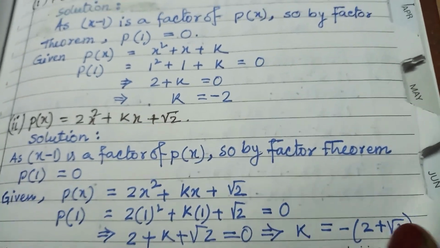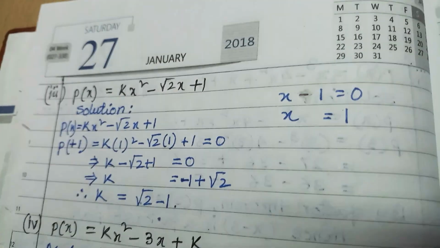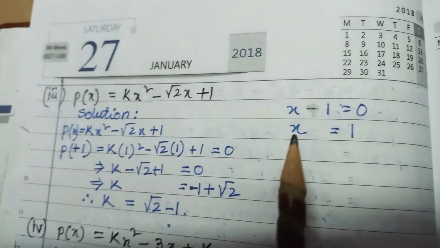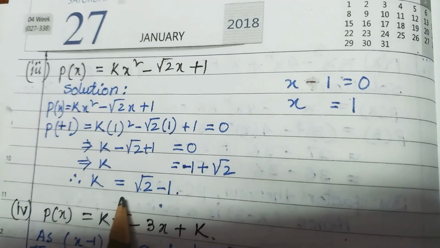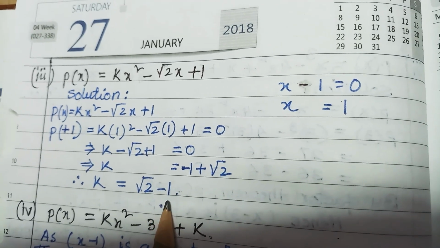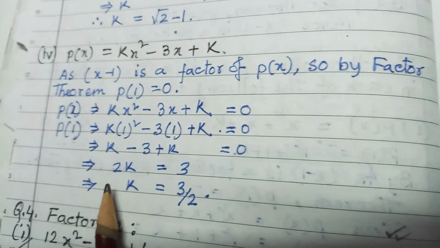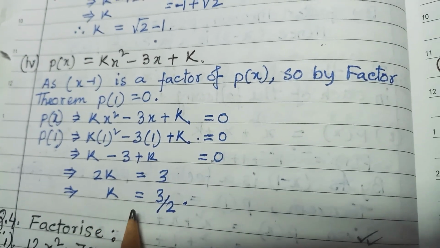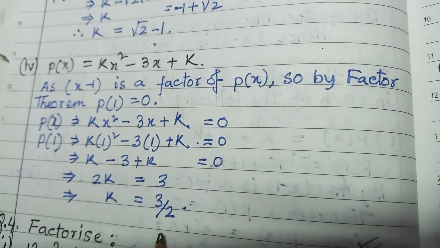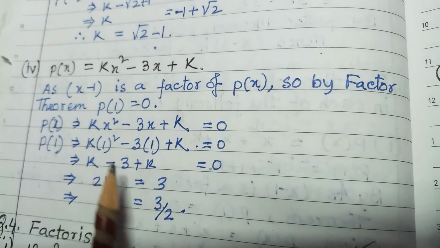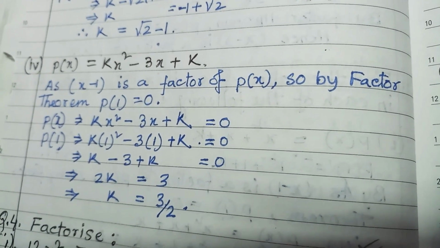The next question is the third one. Same, if you substitute the value 1, k is equal to root 2 minus 1. The fourth one also, substitute the value the same. Here k is equal to 3 upon 2. Okay, you can calculate yourself. It is a very easy calculation.